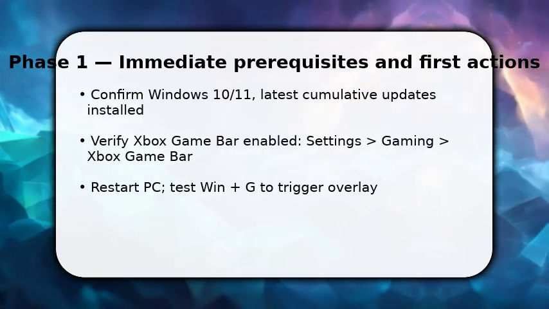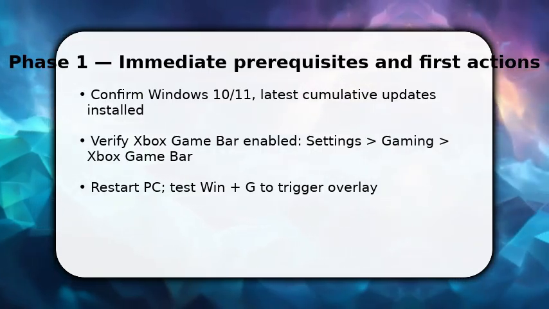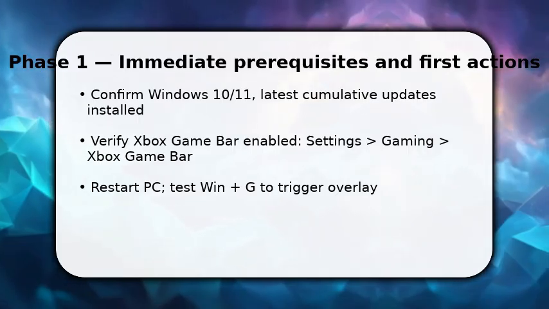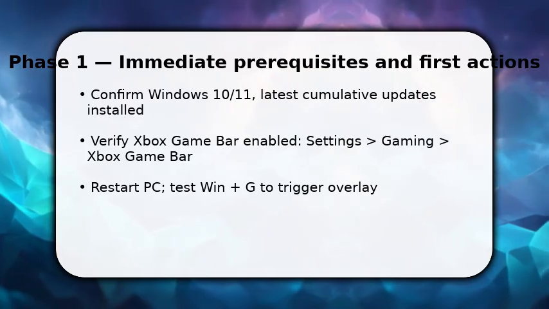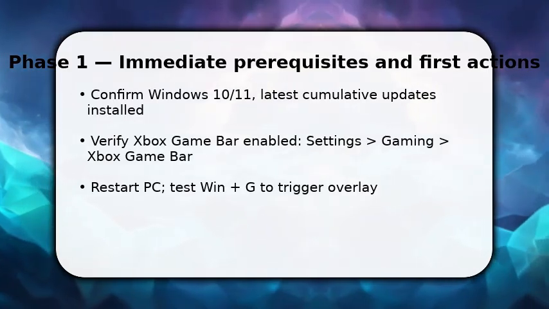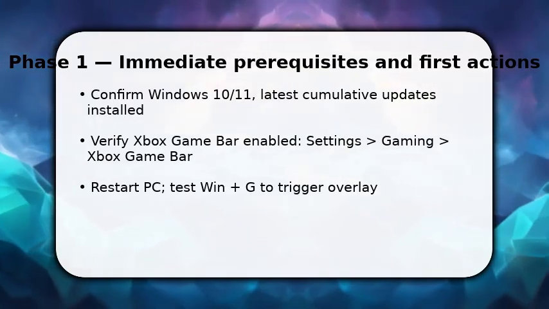Next, try Win+G. If the overlay opens, you're done. If not, don't panic. You're ready to move into targeted repairs that rebuild the app and fix permissions. You'll now repair, then reset the app to preserve settings where possible.